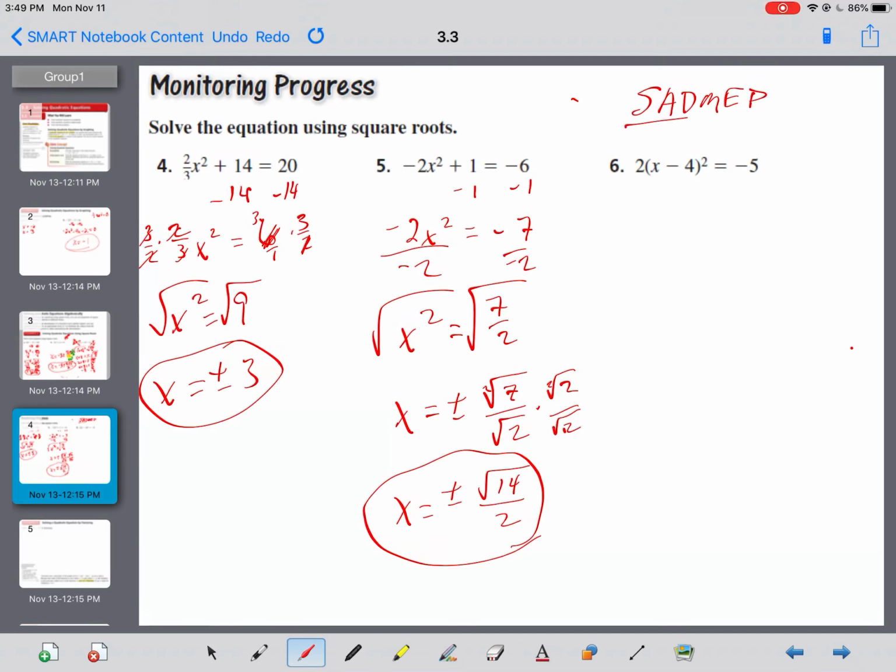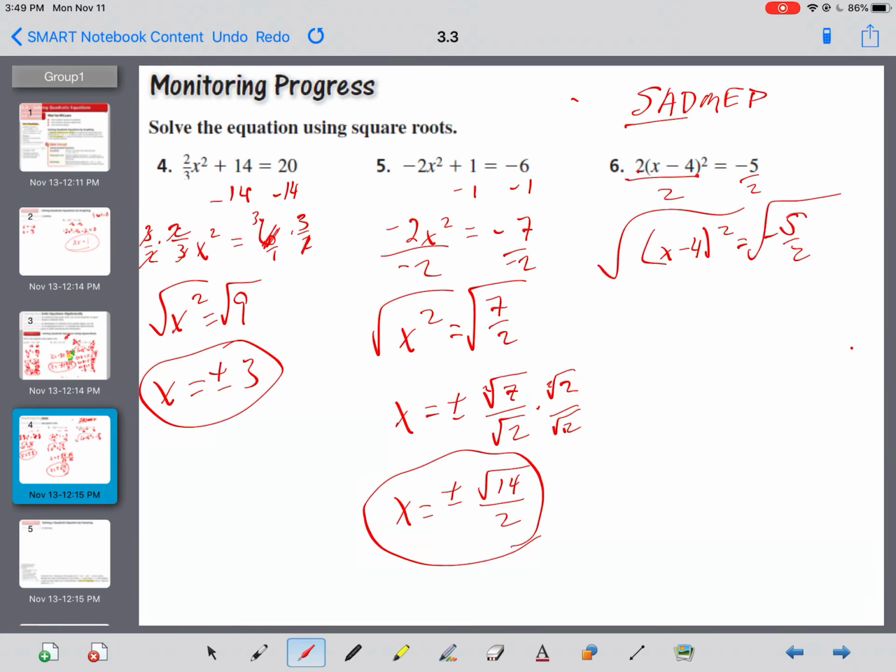Well, I can't add the subtracting 4 because that's inside the P first. So I can't do that. I don't have anything to add or subtract away. So then I look for divide, multiply away. So the 2 times the parenthesis, that's what I want to get rid of. So divide by 2. So now we got x minus 4 squared equals negative 5 over 2.